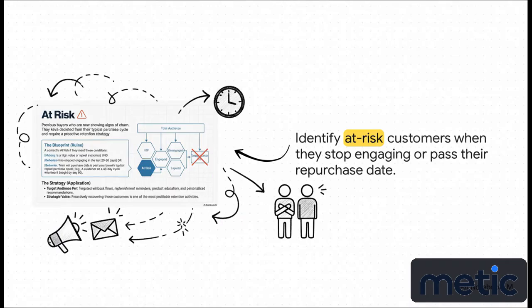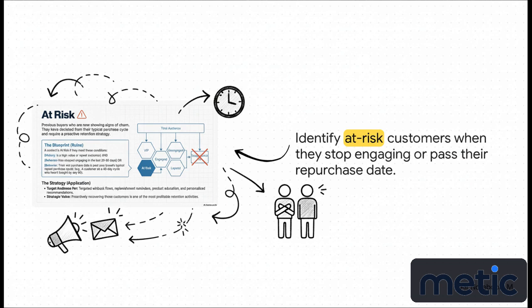So the whole strategy here is to catch them right when they stop engaging, or, and this is a big one, when they blow past their typical repurchase date. For instance, if you have a customer who usually buys every 45 days, and now it's day 60 and nothing, they're at risk.